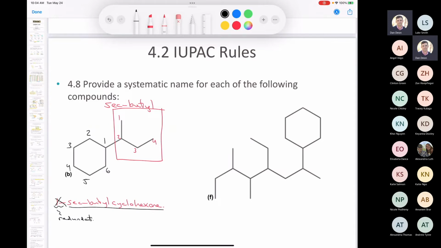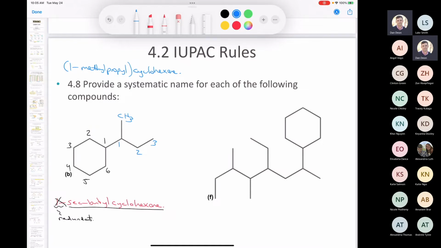If you're wondering about the complex naming system, again, I'm not really all that stressed about it, but the way that you would name this substituent as a complex substituent is you have the longest chain, which is 1, 2, 3. So this is some kind of propyl. And there's a methyl group on carbon number 1. So this would be a 1-methylpropyl. And then you would just call it 1-methylpropylcyclohexane.